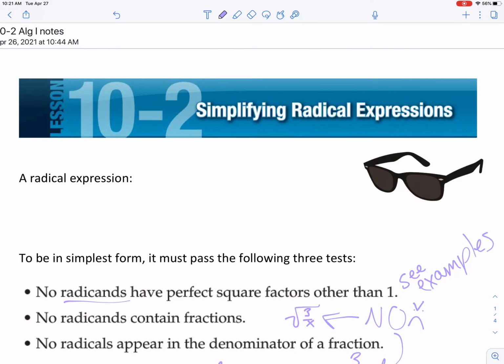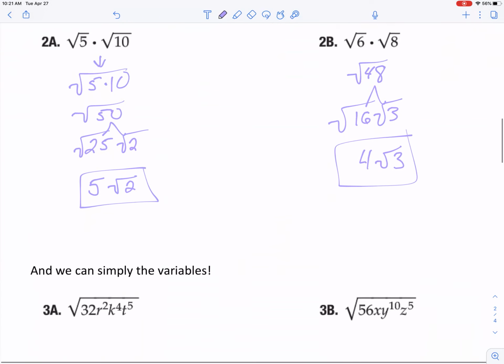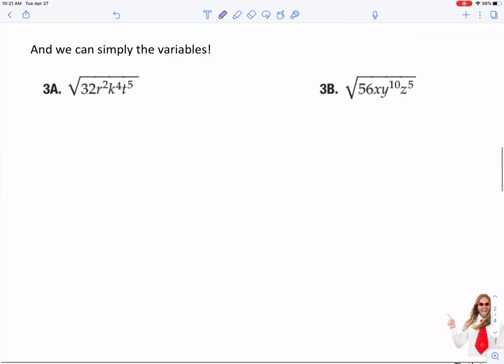Welcome to the second video for 10-2, where we will still be simplifying radicals. Today we're going to add some variables to what we're doing. So it starts off the exact same, where I want you to worry about just the number.